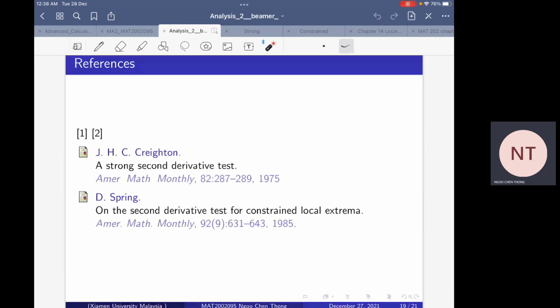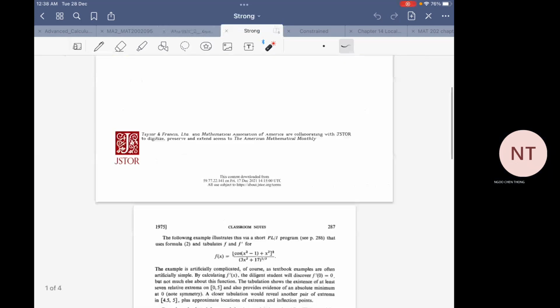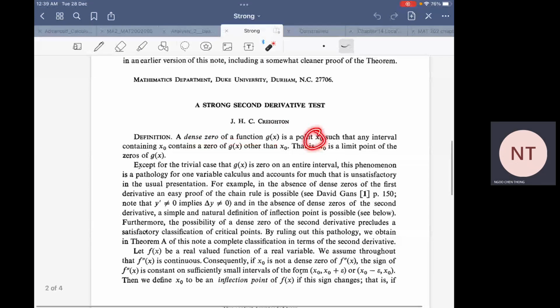Okay, for the application, I found that there are 2 research papers using this theorem. First is a strong second derivative test. Here is the paper, and here I need to introduce a definition, for a dense zero of a function g. This is a point x0 such that any interval containing x0 contains a zero of gx other than x0. That is, x0 is a limit point of the zeros of gx.